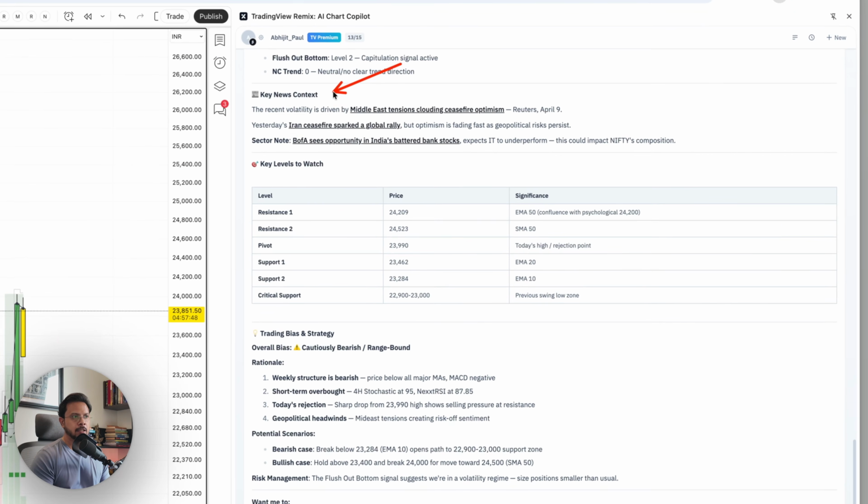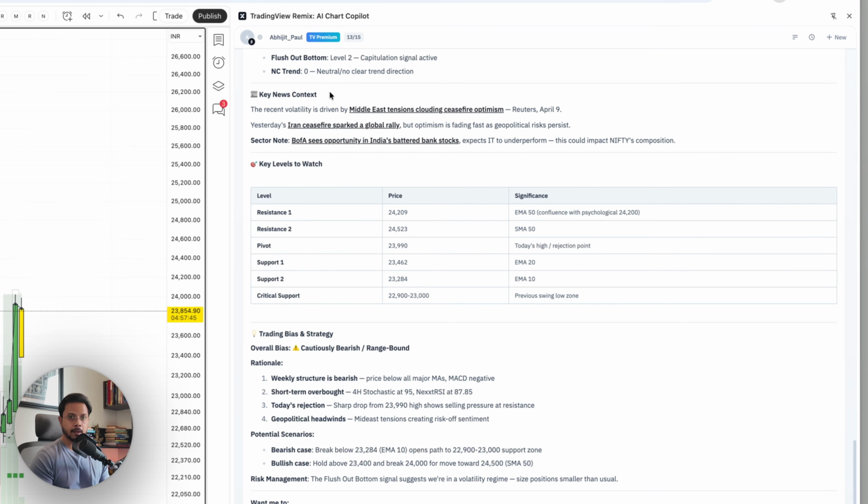Next are the key news context, the news. This is also very nice because we're doing the Nifty and we understand what's happening in the market. The recent volatility is driven by the Middle East tensions clouding ceasefire optimism. This was from the Reuters, so it's telling us the source. It's a clickable thing, so if I click it, it will take me to that page of that news. Yesterday, Iran's ceasefire sparked a global rally. Now, this is also good that it's telling us. It should also take us to a page if I'm curious to know more. So this is not bad.